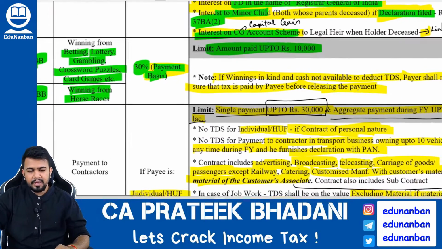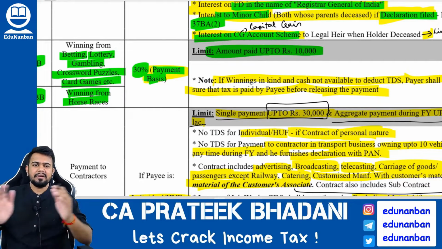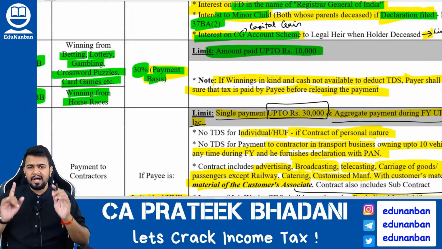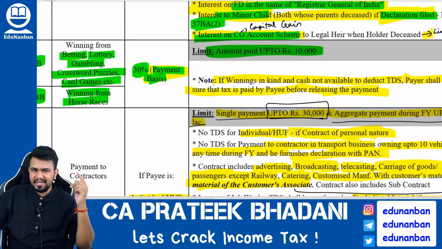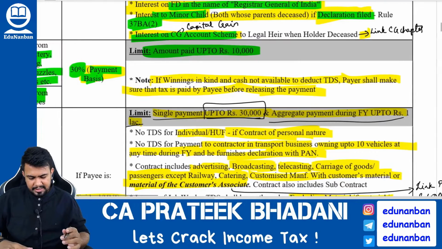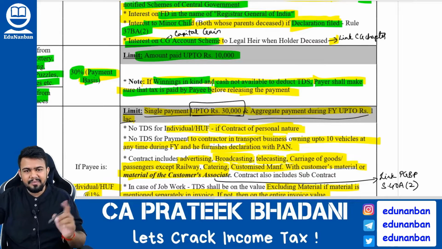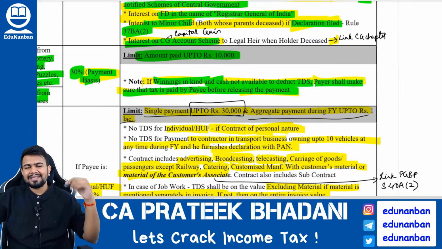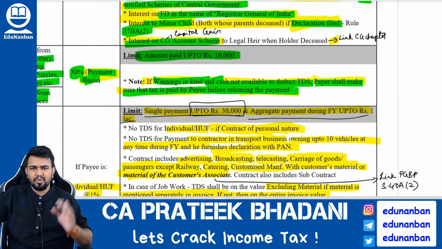Only if the amount is more than 10,000, TDS has to be deducted at flat 30%. Now, sometimes winnings are given in kind. For example, a person is giving a car to another person as a winning. However, he cannot split that car into 30% and pay to the government. Hence, if the person does not have money to deposit the TDS, what should he do? If winning is in kind and cash is not available to deduct the TDS, the payer should make sure that tax is paid by the payee before releasing the payment. So the person who is receiving the gift should pay the taxes to the government, and only then should the winnings be given.